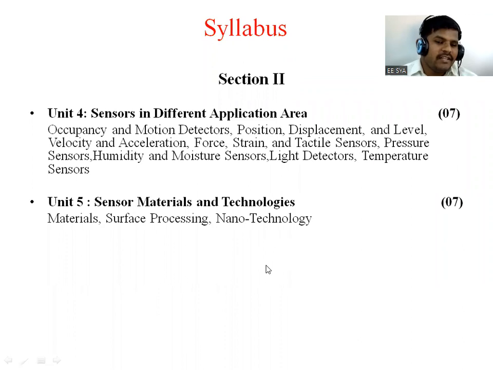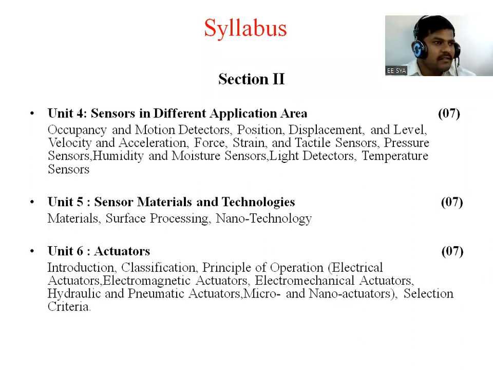And the last unit is the actuator. An actuator is a device opposite to a sensor. That means it will convert one form of energy into another form. It will convert electrical energy into which one?